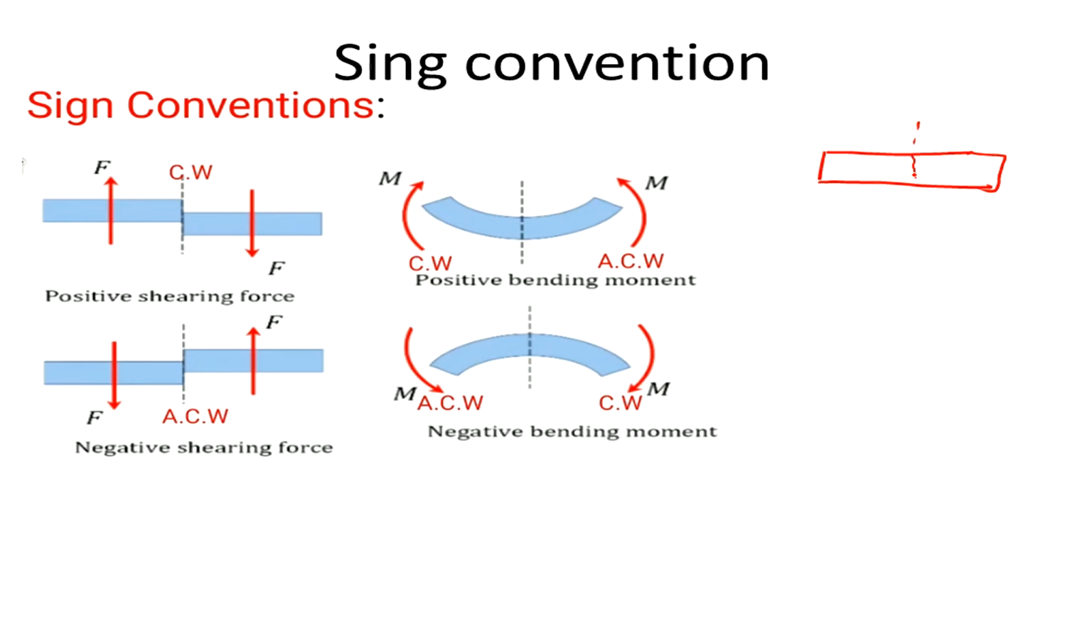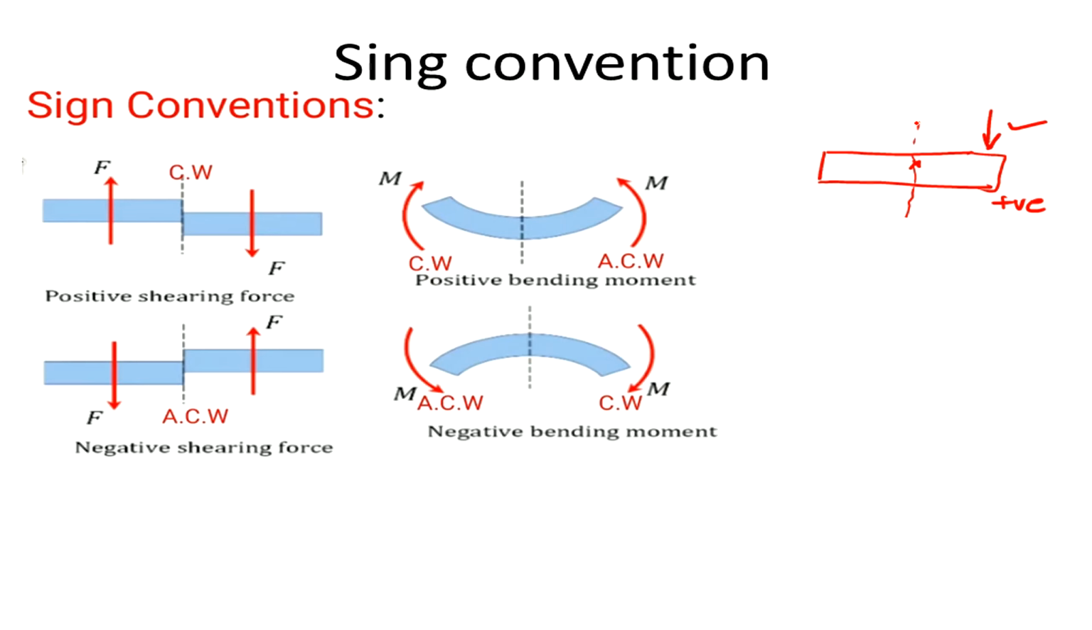And this is the one section. If the force is acting on the right side of the section towards downward, then with respect to this section, the action of this force will be in clockwise direction. So this force will be considered as a positive shear force.